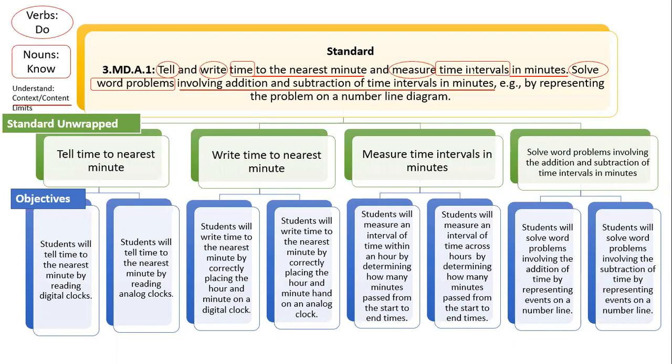The next one is write time to the nearest minute. So students will write time to the nearest minute by correctly placing the hour and minute on a digital clock. And my second objective is students will write time to the nearest minute by correctly placing the hour and minute hand on an analog clock. So again, I thought about both things that students are going to need to be able to do with writing time. And these two could be taught together if I wanted, or they could be taught separately.